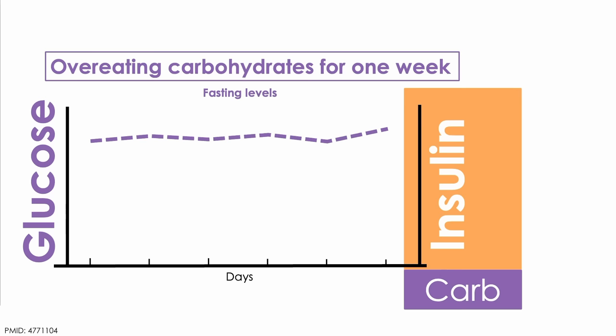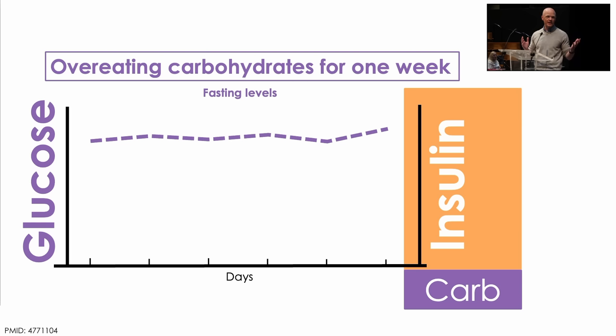All right, now this is one study that took individuals and had them overeat carbohydrates, which, let's face it, is what most people are doing, right? In the global diet, 70% of the calories are coming from carbohydrates. That's quite a majority. This is what happened over 7 days in a fasted state. I'm already showing you the glucose levels.